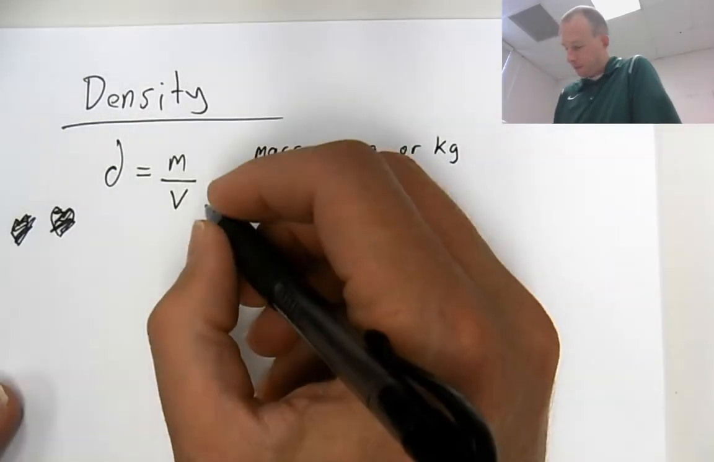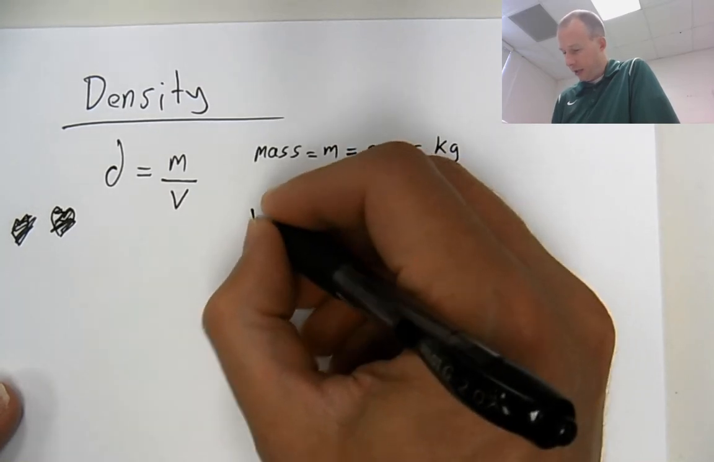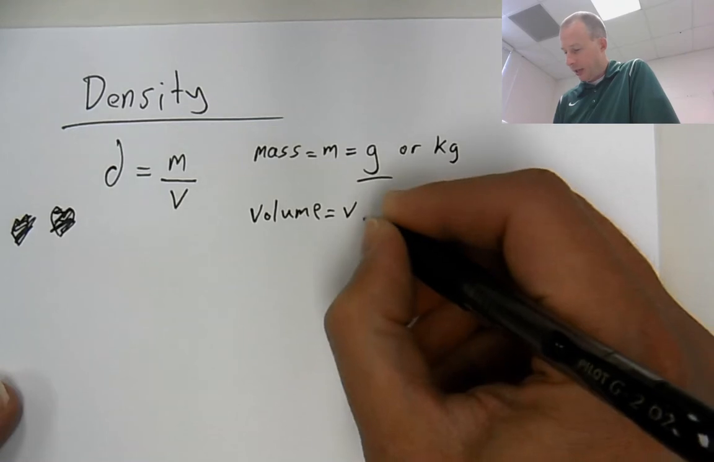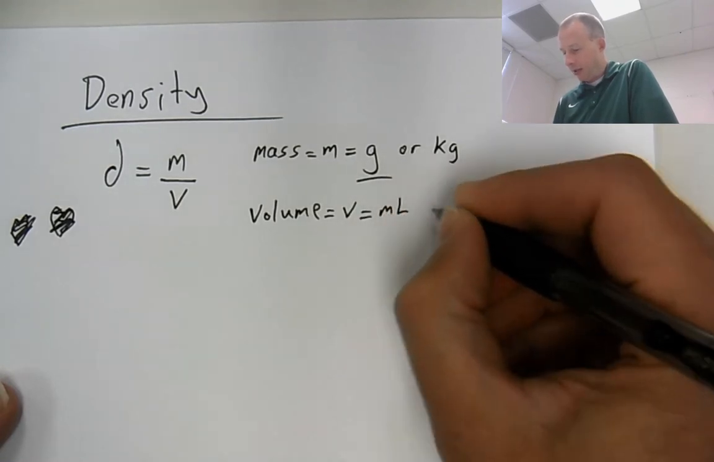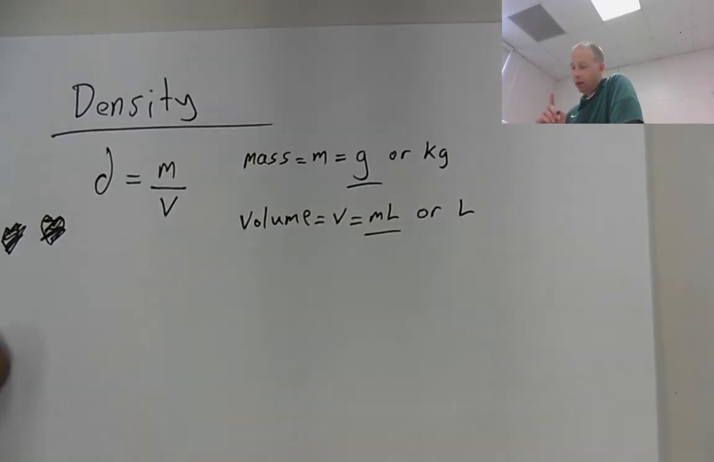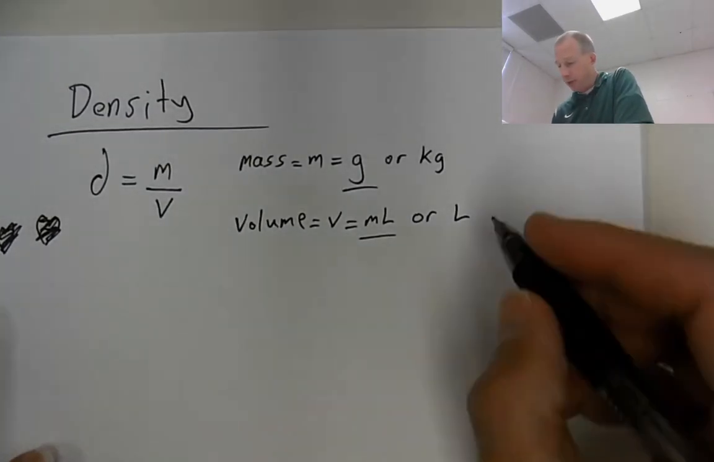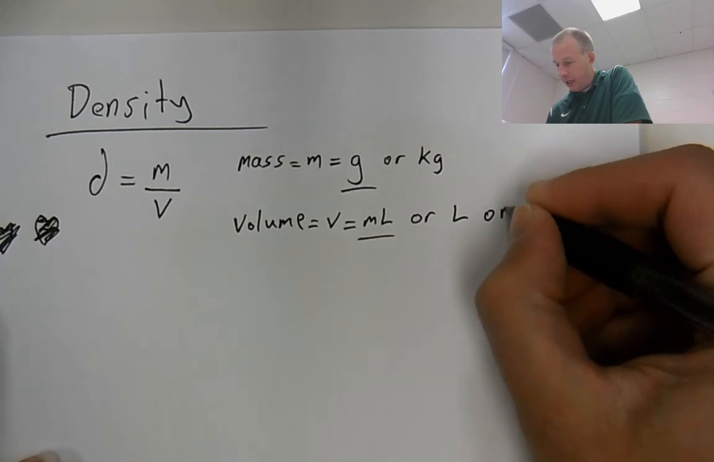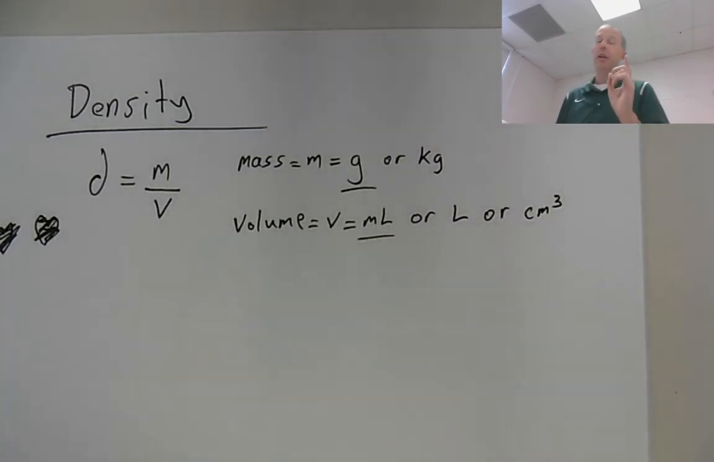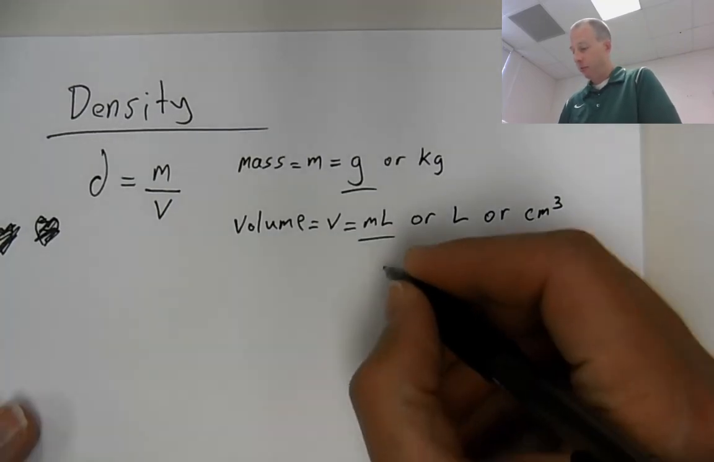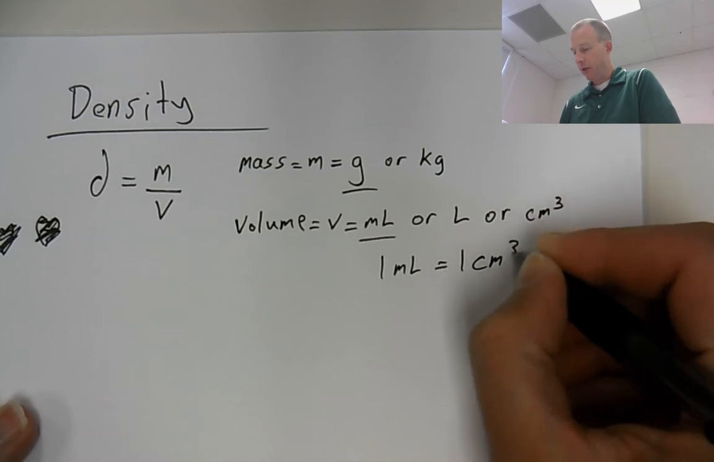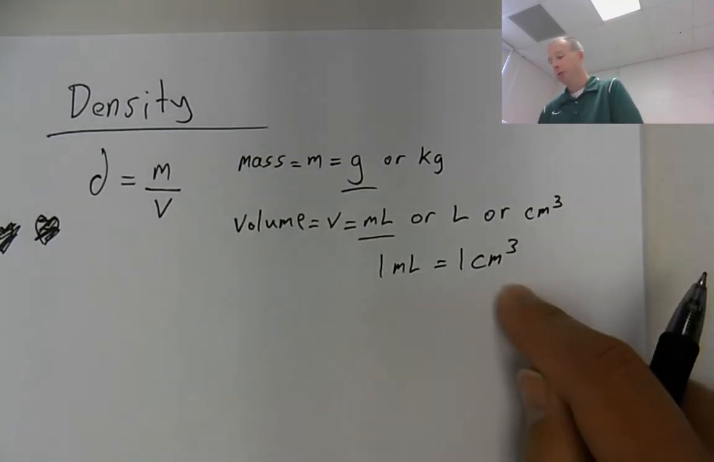The volume is the space something takes up. That's V. This is generally going to be in milliliters or liters, usually milliliters. Or every once in a while, you might see it written in cubic centimeters, which, if you remember from class, is the same thing as milliliters. So remember, 1 milliliter is equal to 1 cubic centimeter. That will matter. There's a problem on your homework like that.